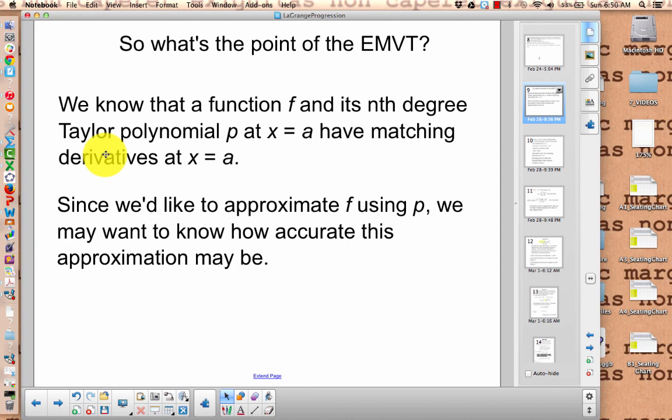Now, we know we use Taylor polynomials to approximate function values because the Taylor polynomial snuggles with the graph of f pretty well. So a natural question is, well, they snuggle, but how good is the approximation? How good can I guarantee this approximation is? The extended mean value theorem is going to help us answer that question.